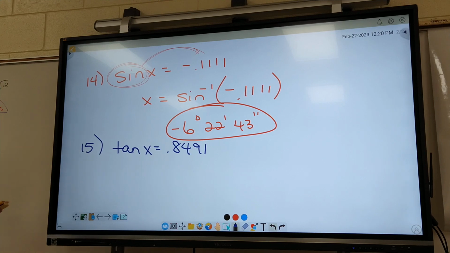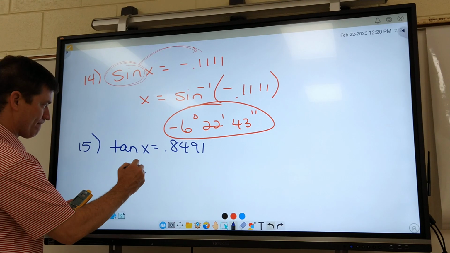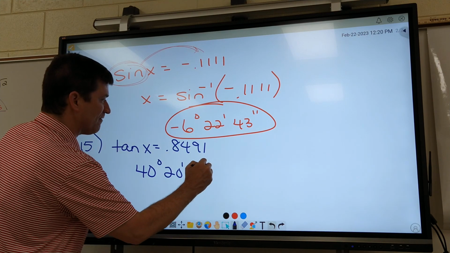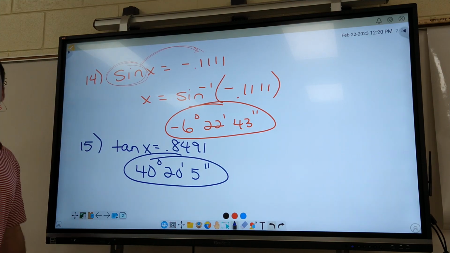What's your answer on 15? 40, 20, and 4. 40 degrees, 20 minutes, and I'm going to round up to 5 seconds. If you don't round up, it's not a big deal, but you should round off correctly.